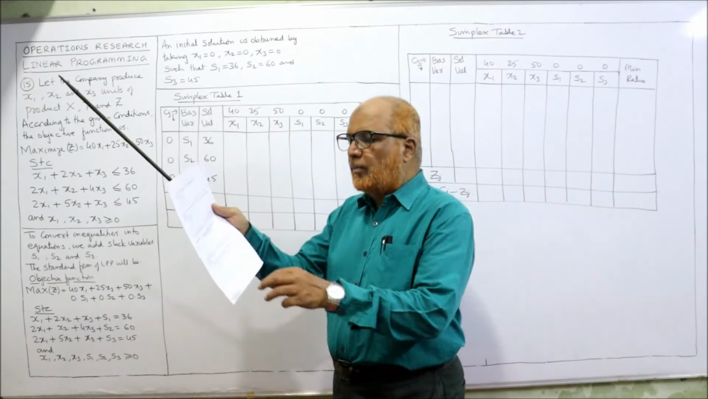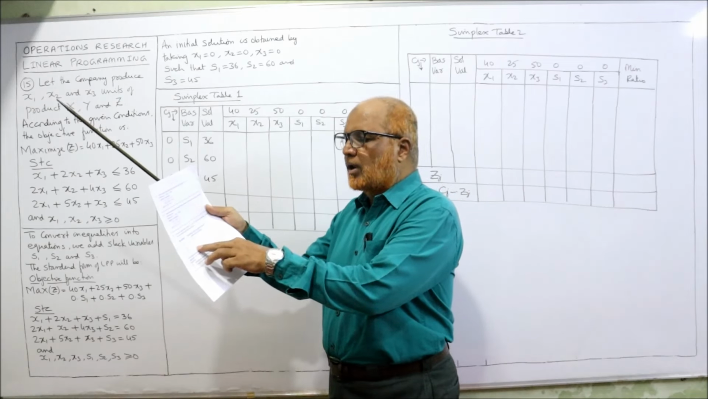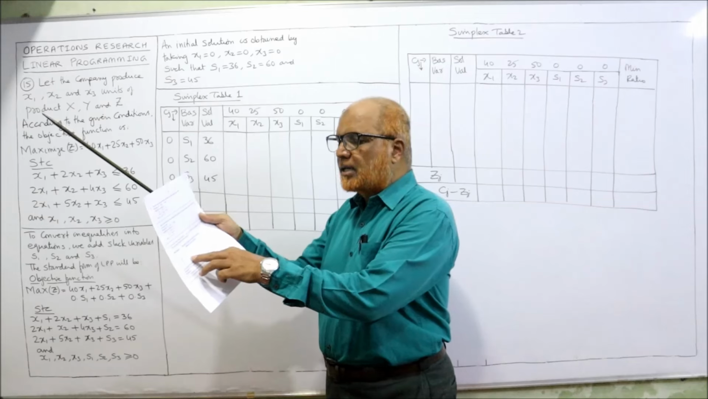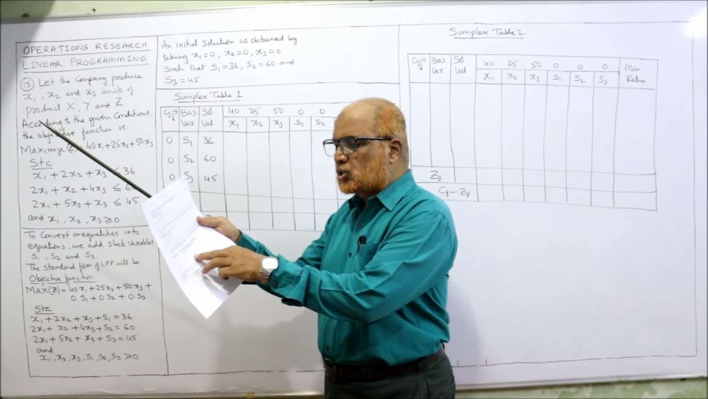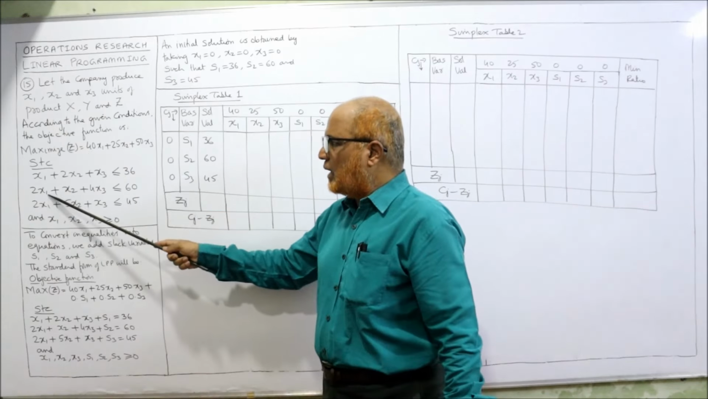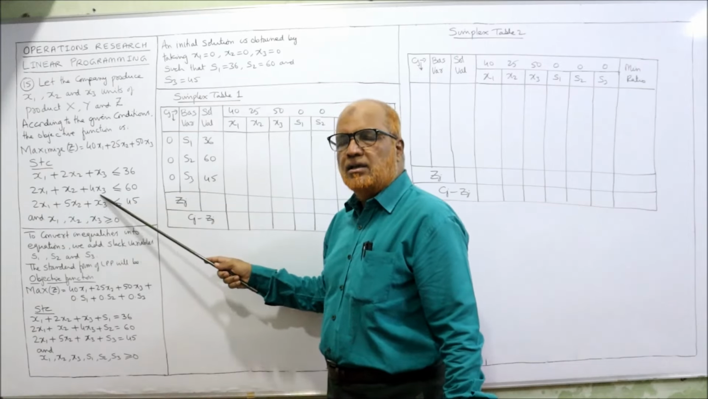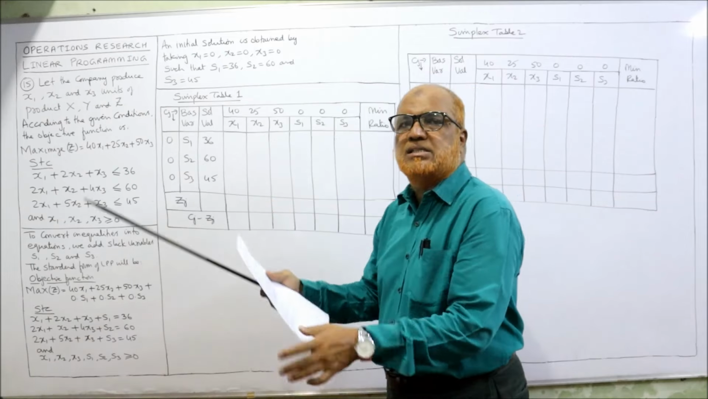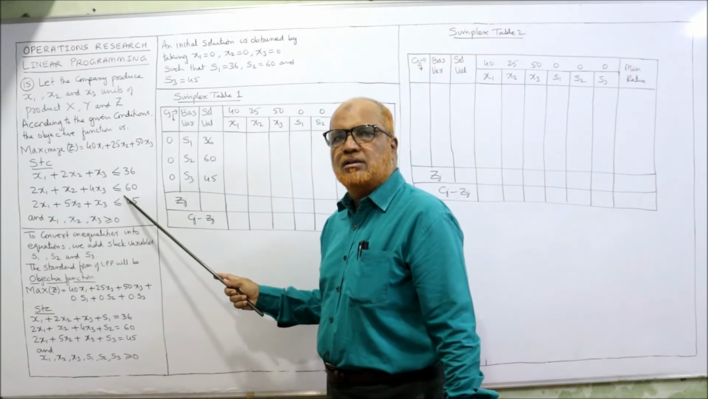Secondly, for raw material B, 2 units are required for X, 1 unit for Y and 4 units for Z. So 2x1 plus x2 plus 4x3 is less than or equal to 60, the maximum availability of raw material B.